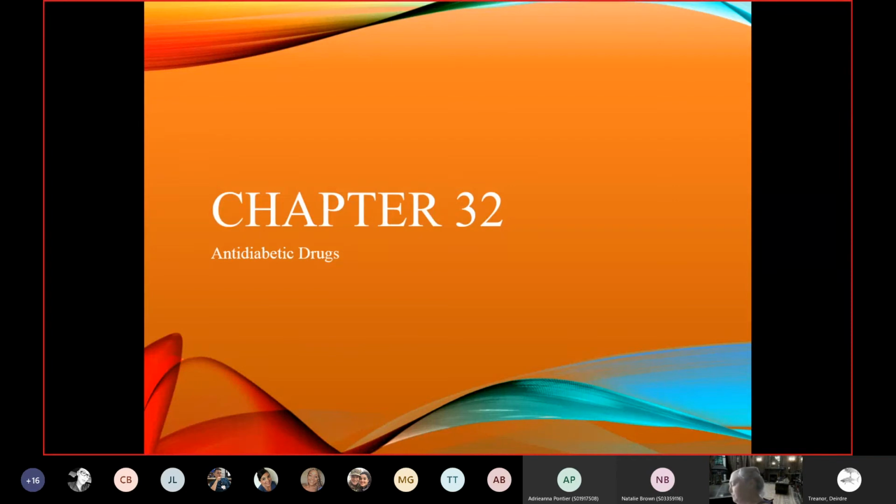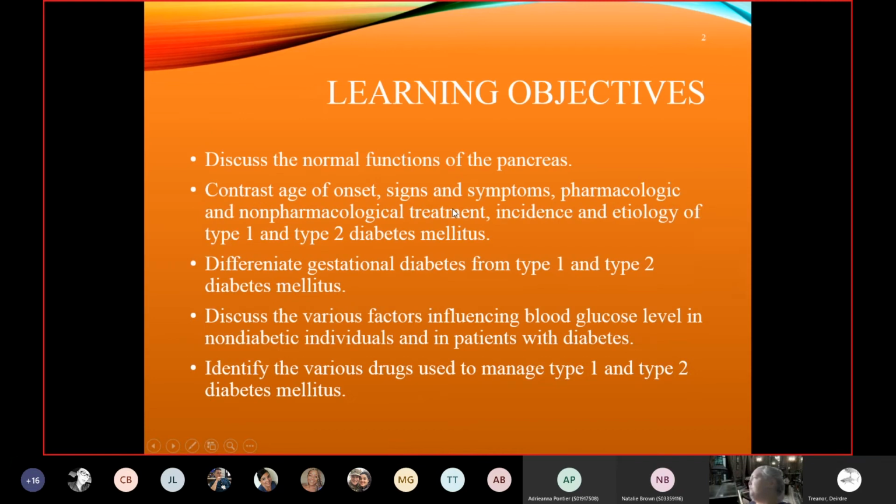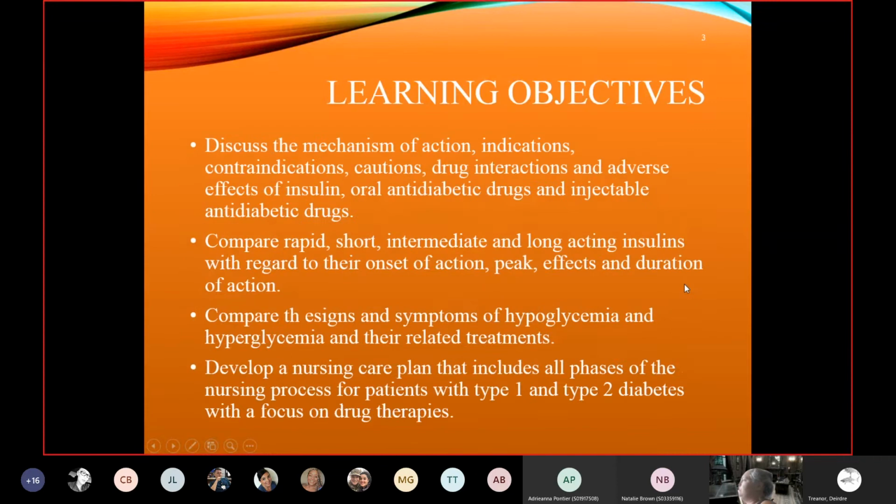Okay. Now, we talked about how to give insulin. Now, what do we know about insulin or anti-diabetic meds in general? So, function of the pancreas, signs and symptoms, type 1, type 2, things that can influence blood glucose, and how to manage, mechanism of action, developing a care plan.